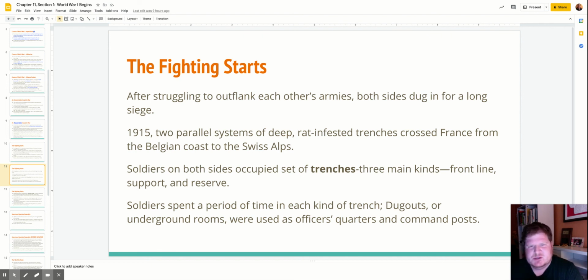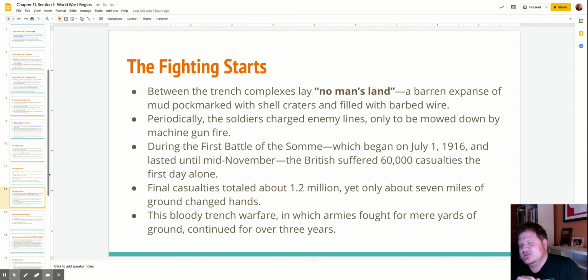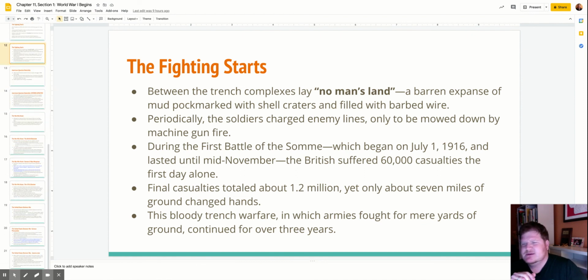Front line was probably the most dangerous. You had a lot of heavy fire coming at the soldiers. Soldiers spent a period of time in each kind of trench. Dugouts were underground rooms where the officers' quarters and command posts were. Not the most comfortable, very hard to sleep. It was not the best.